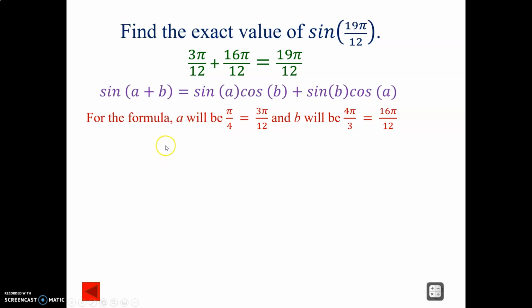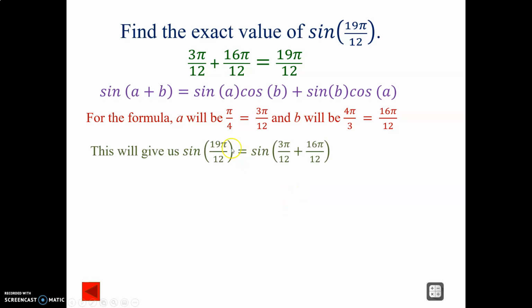So here's how I showed it. The 3 pi over 12 reduces to pi over 4. 16 pi over 12 reduces to 4 pi over 3. So these are the numbers. It really doesn't make a difference if you use the 3 and the 16 or the 1 pi and the 4 pi. Your values are still going to be exactly the same.